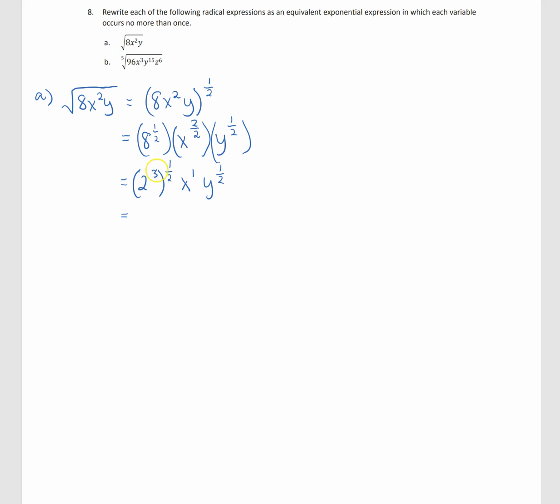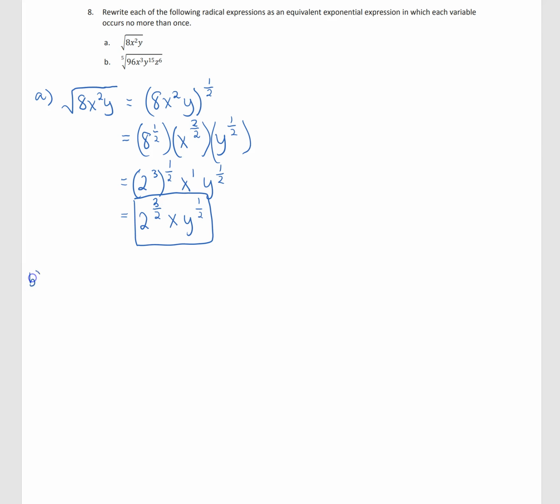What we can do here is we have 2 to the power of 3 all to the power of 1/2. So in this case we multiply the exponents. So this can be rewritten as 2 to the power of 3 over 2. X to the power of 1 is just x, and y to the power of 1/2 is as much as we can simplify that. So this is our answer to part A.